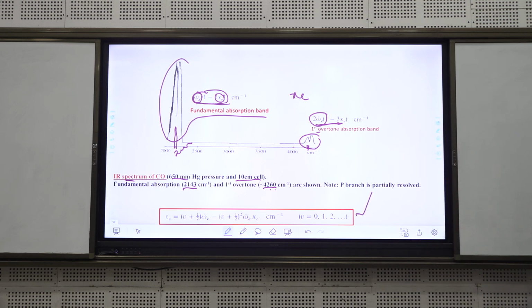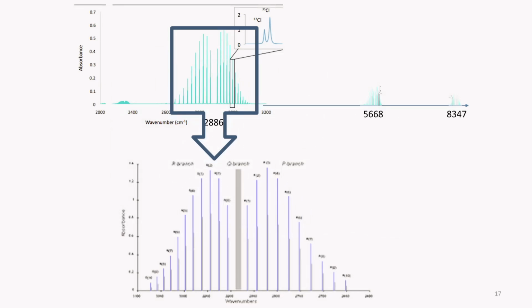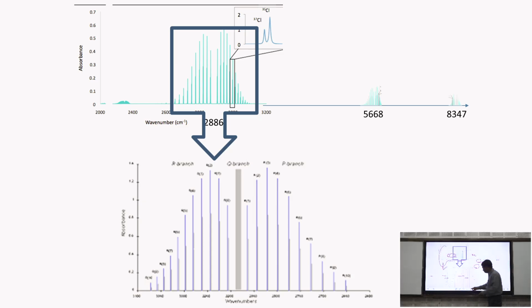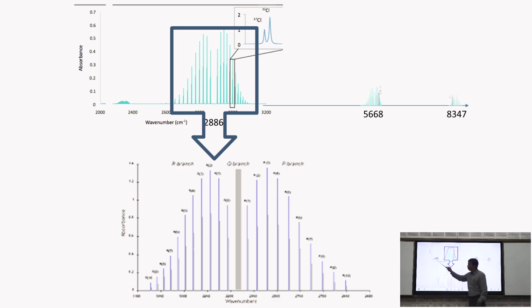But this is not everything, because, as I said, we always want to see more. When you see more using some sophisticated instrument, then you see the structure of this fundamental band. This whole thing is one band, called the fundamental band. This one is the first overtone, this is the second overtone, and this one is a hot band.